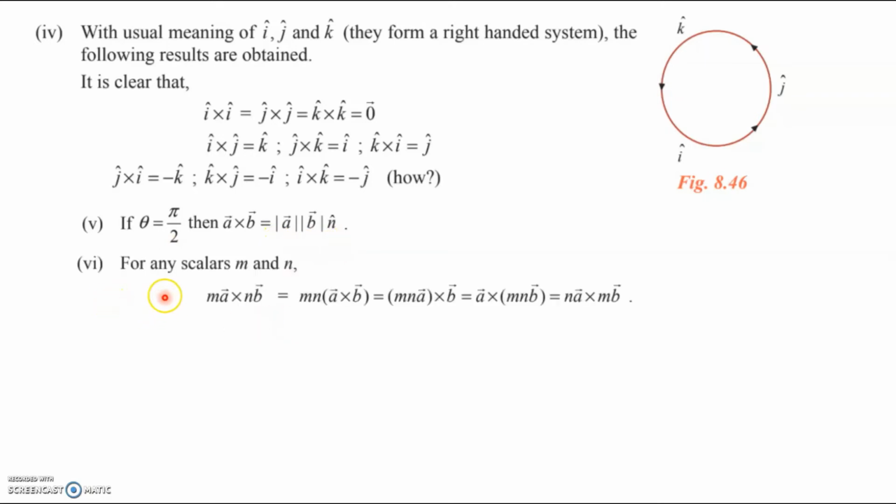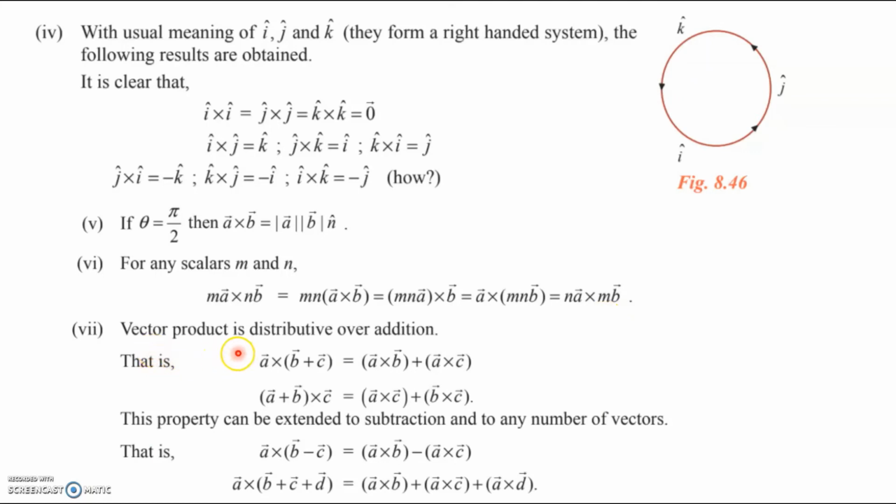Property 6. For any scalars m and n, if we have m a vector cross product with n b vector, you can rewrite it as mn into a cross product with b, or mn a vector cross product with b vector, or it can be written as a cross product with mb vector, or it can also be written as n a vector cross product with mb vector.